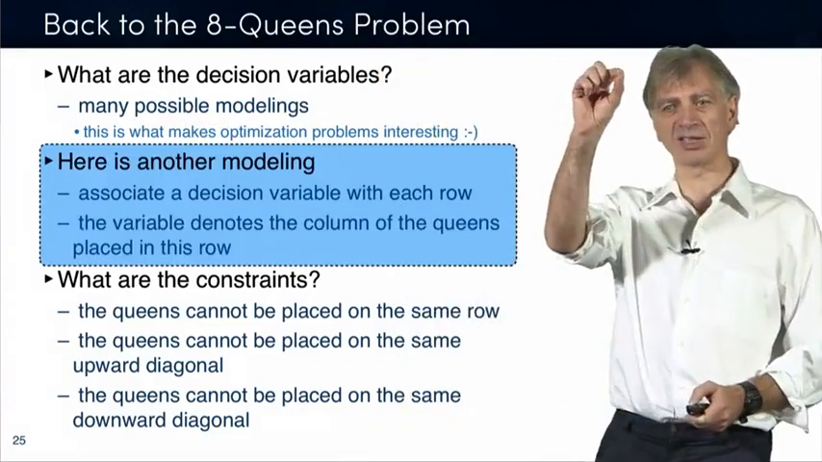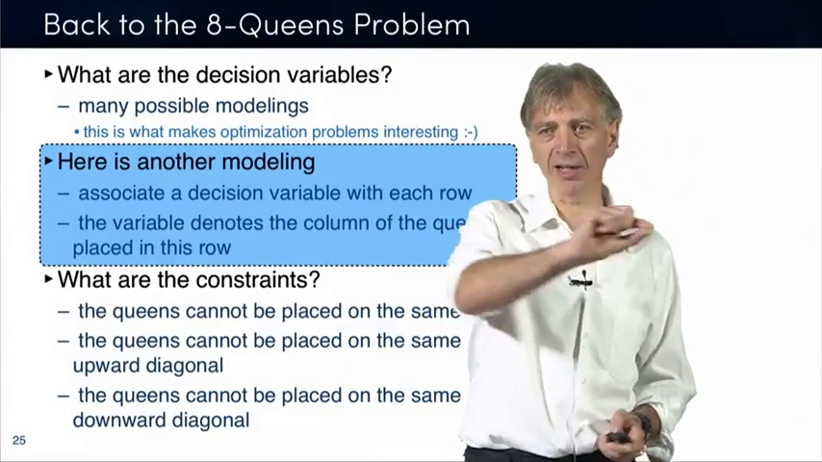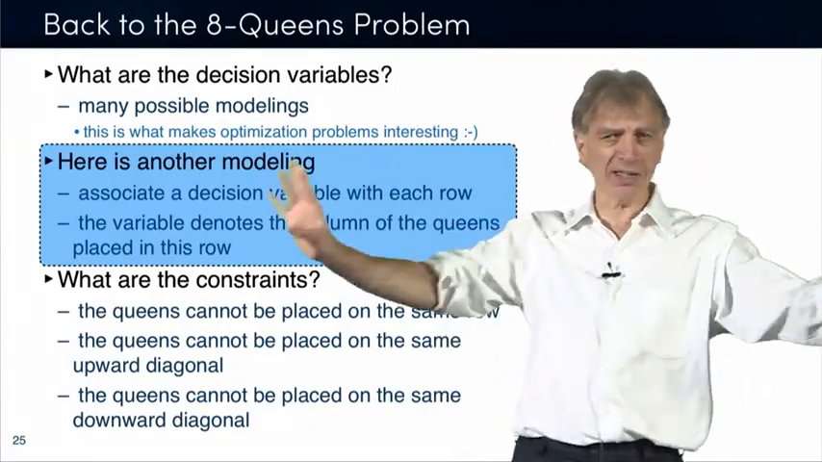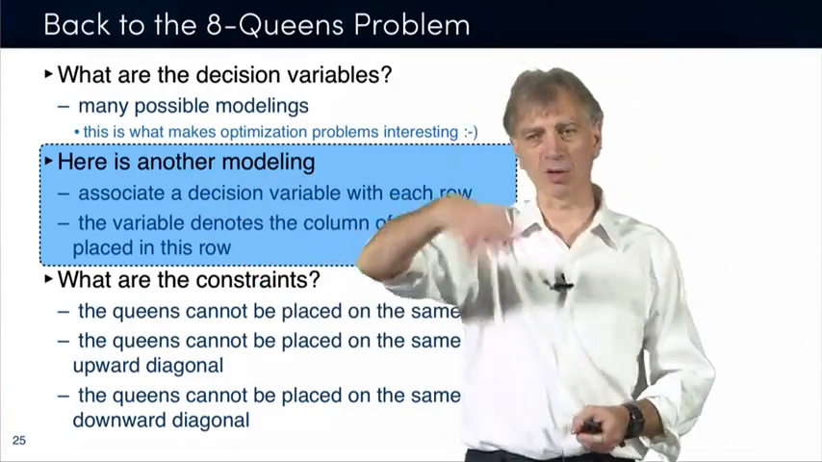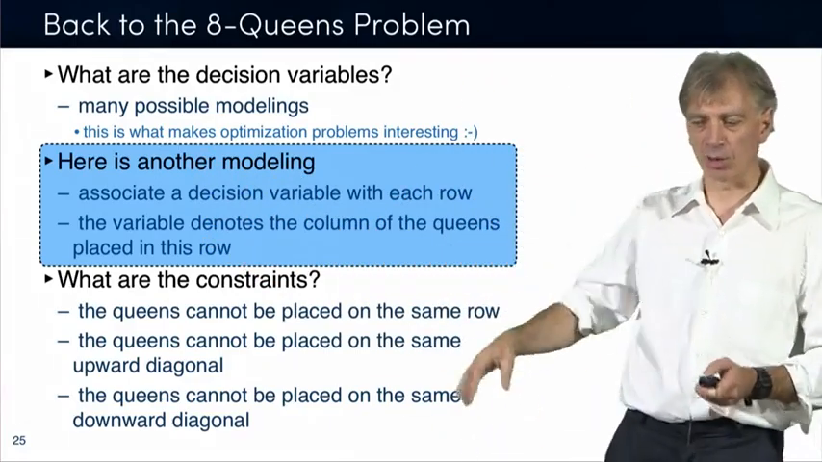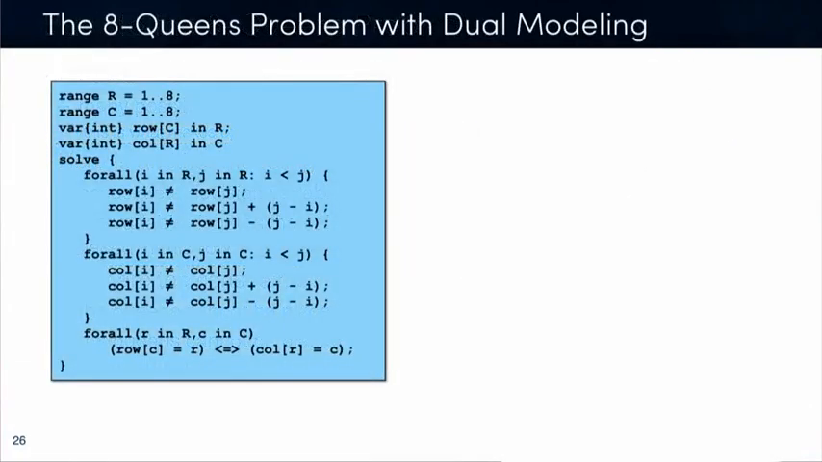Instead of assigning a queen to every column, I assign a queen to every row. I have a completely different model. Now I'm reasoning about the row. And of course, the queens on the row cannot be on the same column, and once again, you will have diagonal constraints. Okay, let me show you the model. This is the model.